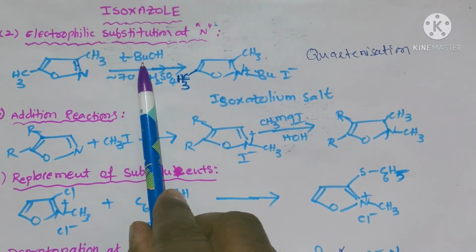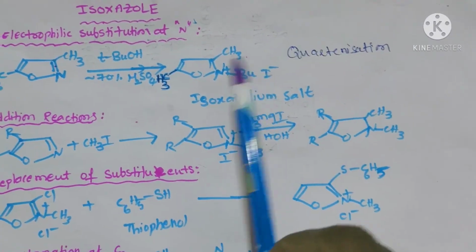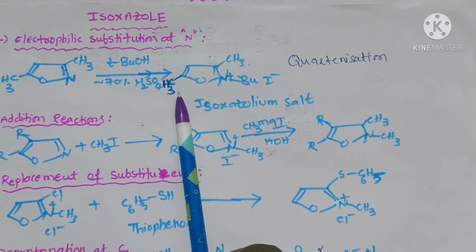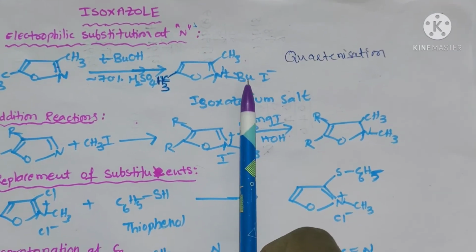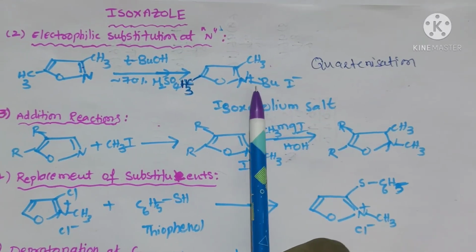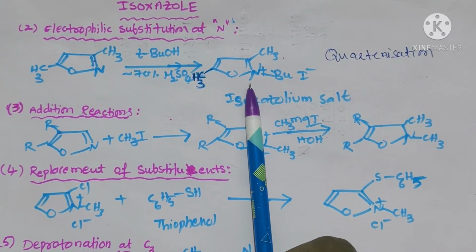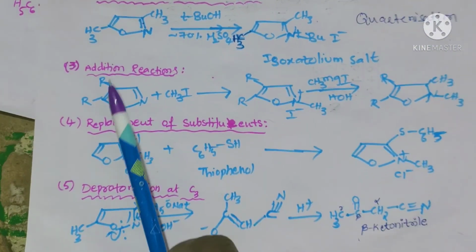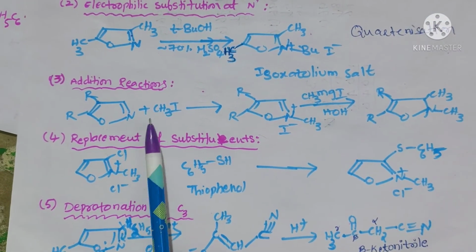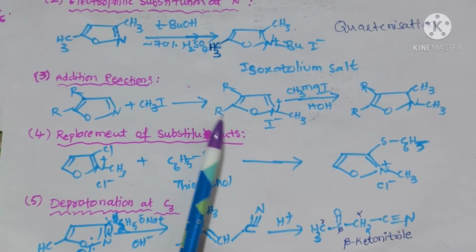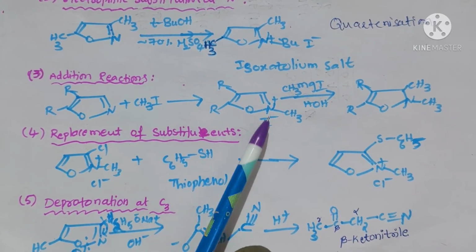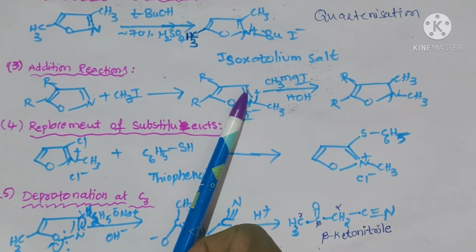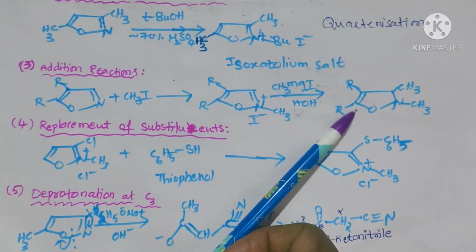3,5-Dimethylisoxazole, when it is treated with tertiary butyl iodide, here we get the isoxazolium salt, 3,5-dimethylisoxazolium butyl iodide. So here the butyl group is substituted on the nitrogen, and this one is known as a quaternization reaction. Now isoxazole shows some addition reactions. First of all, it has to be quaternized, so we get the quaternized product. After that, it is treated with a Grignard reagent. So here we get the addition product.